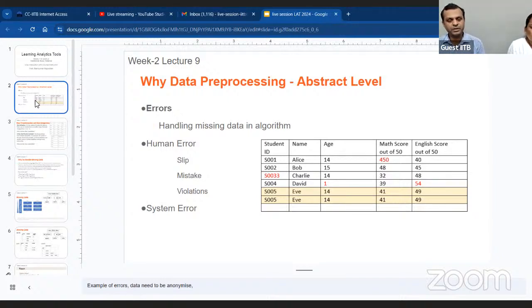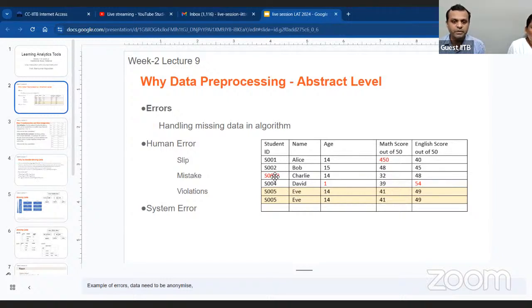So what happens if we have missing data due to human error? It can be because they slipped, forgot to enter the data, or entered it wrongly. For example, they might have missed entering a particular mark or score. They might have wrongly entered an age equal to 1. It's not possible.